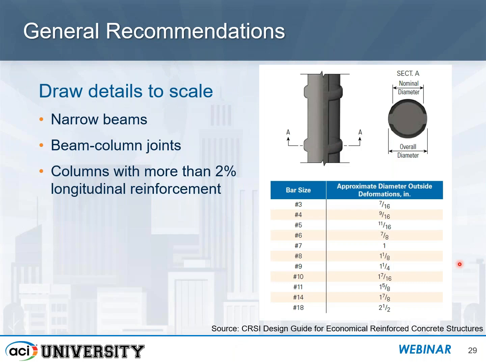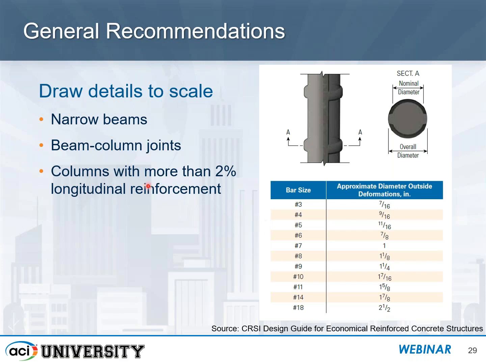Now, again, it goes without saying, and most of our software is going to do this for us anyway in most cases, but we need to draw our details to scale, especially if the beams are narrow, at any beam-column joints where there's a lot of things going on, or in cases where we have more than 2% longitudinal reinforcement in the columns. These details, especially to scale, will automatically show us if there's any constructability issues in those structural members.